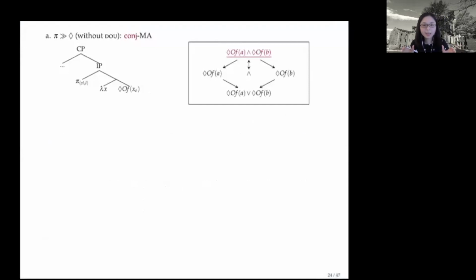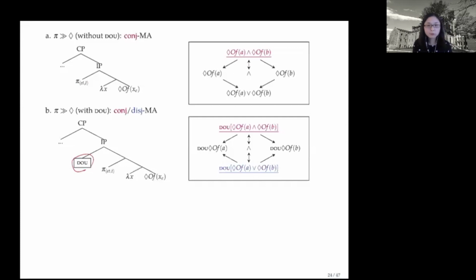And here I explain my ideas more concretely. On the left, I gave the tree that specifies the structure of the questioning clause, and on the right, this picture illustrates the answer space of the question, and this answer space considers four propositions derived by Boolean conjunction, mention-all A, mention-all B, and Boolean disjunction. When pi takes wide scope over the possibility modal, the conjunctive answer is the strongest true answer to the question. It entails all the true answers.